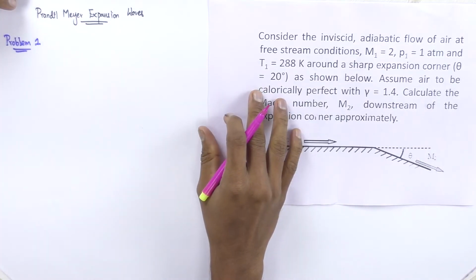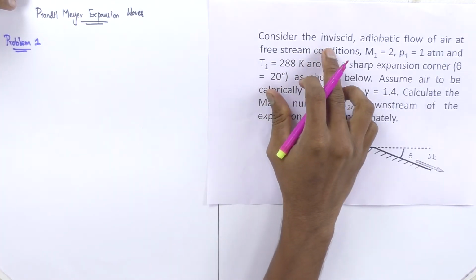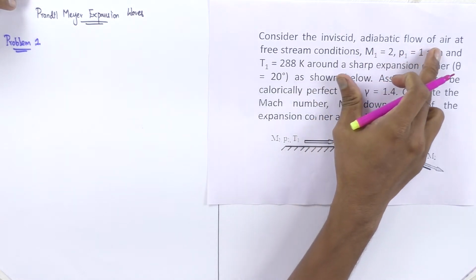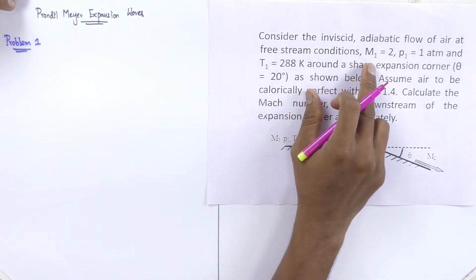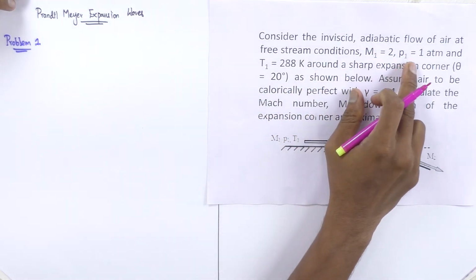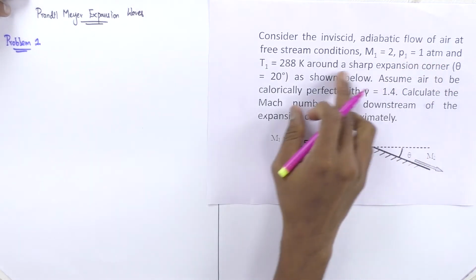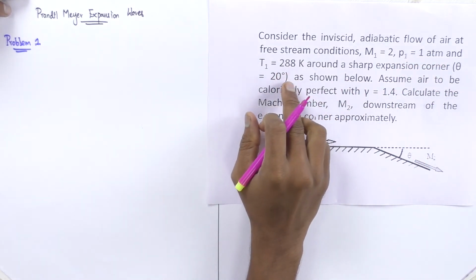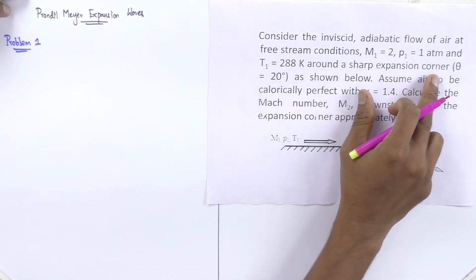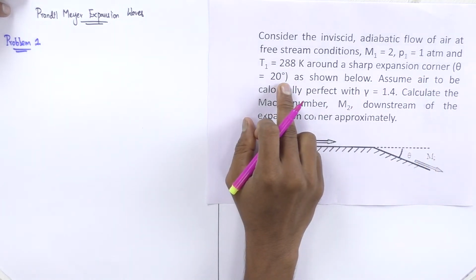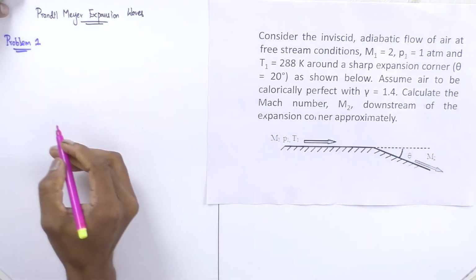Good morning. Today we are going to solve some numerical problems on expansion waves using Prandtl-Meyer relation. Problem number 1. Consider the inviscid adiabatic flow of air at free stream conditions. M1 is equal to 2, P1 is equal to 1 atmospheric pressure and T1 is equal to 288 Kelvin around a sharp expansion corner where theta is equal to 20 degree as shown below.